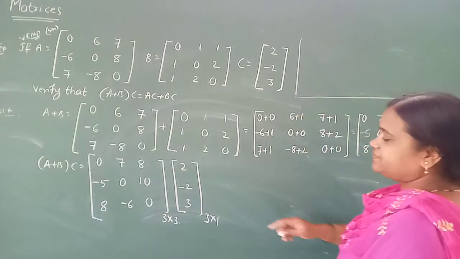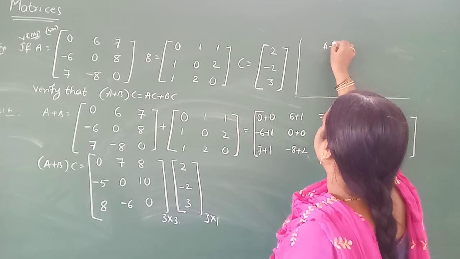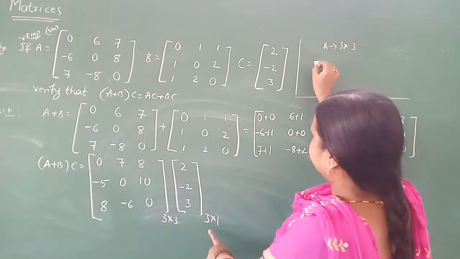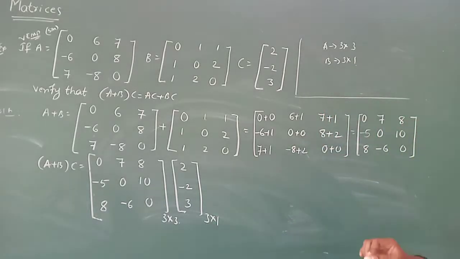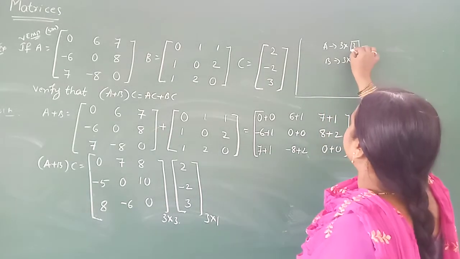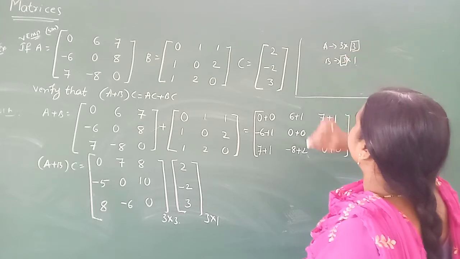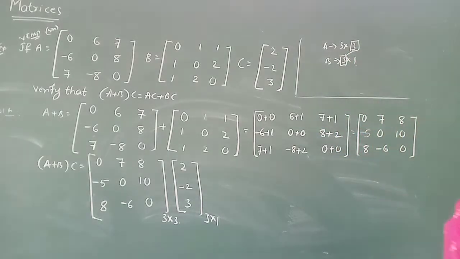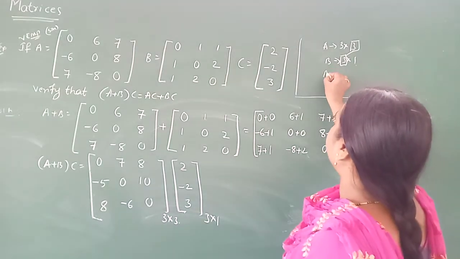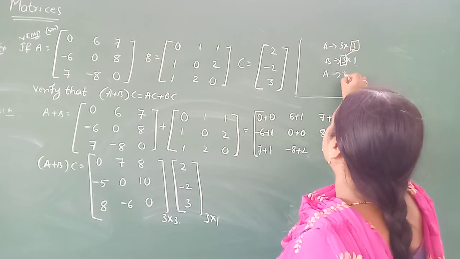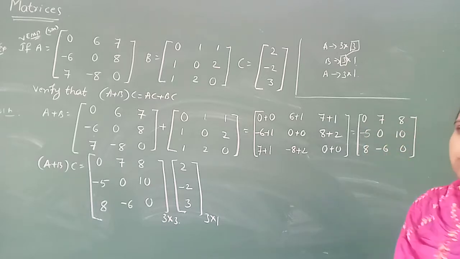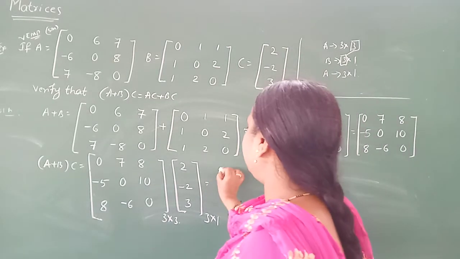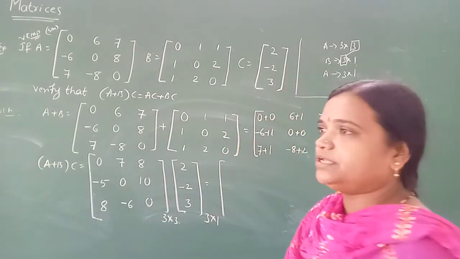According to matrix multiplication, the first matrix you can consider A, 3 cross 3. The second matrix is B, 3 cross 1. As we know, the number of columns of the first matrix and the number of rows of the second matrix are equal, only then matrix multiplication exists. Then AB exists and the resultant matrix is of order 3 cross 1. How many rows? 3 rows, 1 column. Then we multiply to get the matrix multiplication.